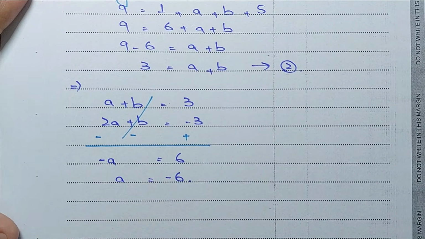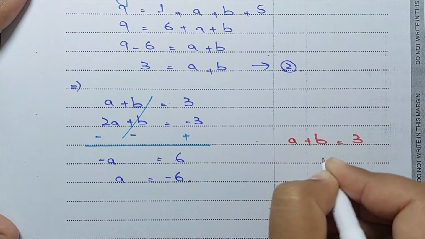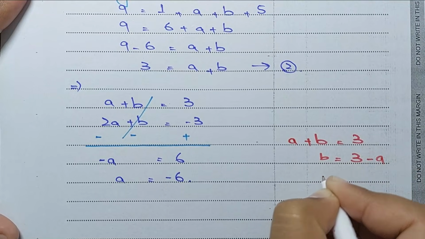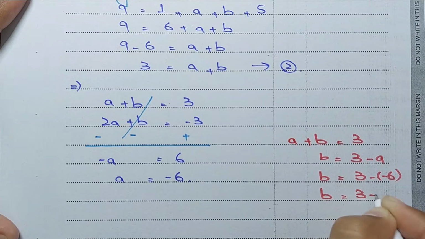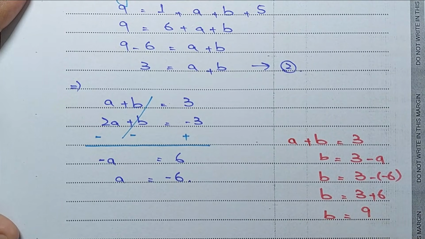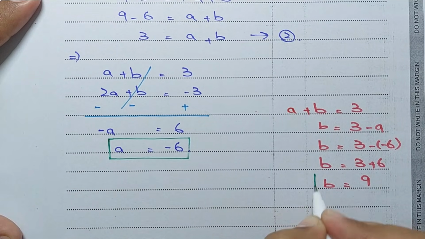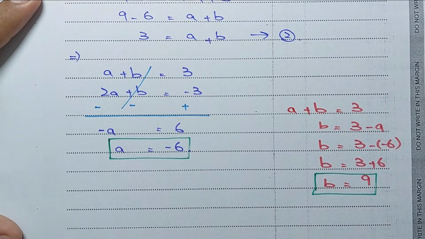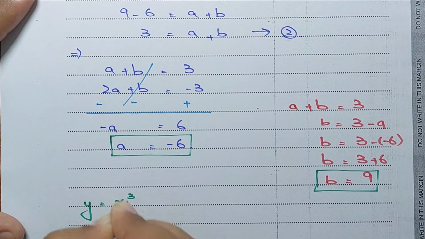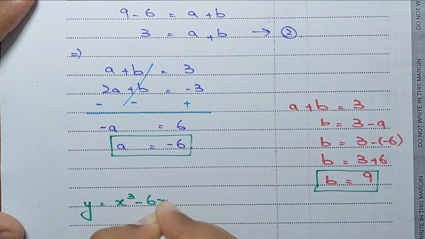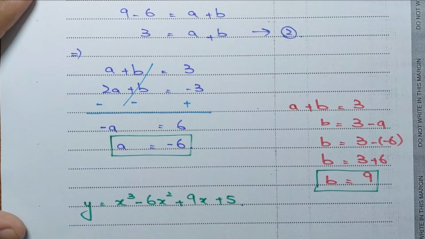When a is minus 6, solving for b. a plus b equals 3, so b is 3 minus a. So b is 3 minus (minus 6), so b is 3 plus 6. The b value is 9. Alright, now we are done with a, which is minus 6, and b, which is 9. Now the equation is y equals x cubed minus 6x squared plus 9x plus 5. That is the equation of the curve.